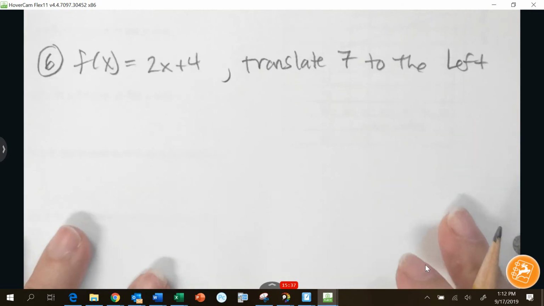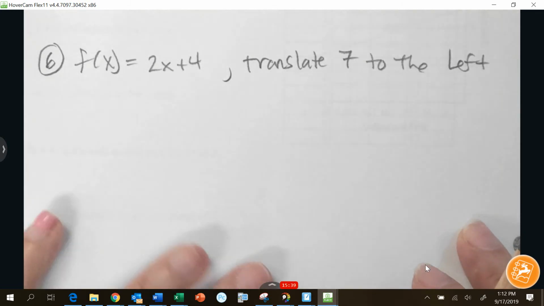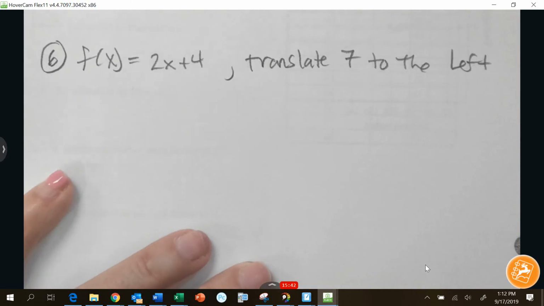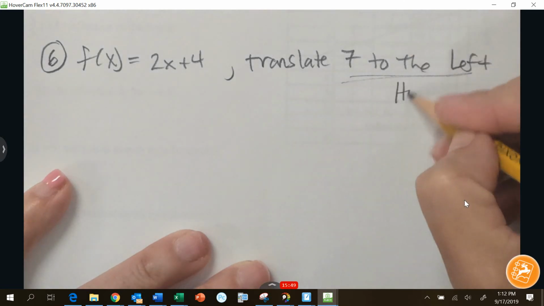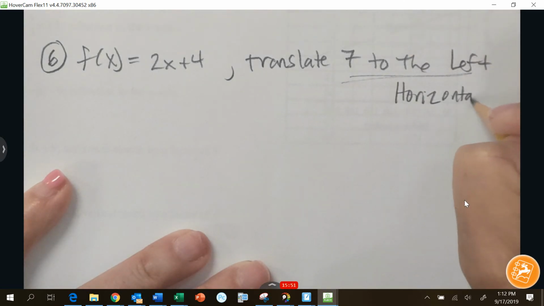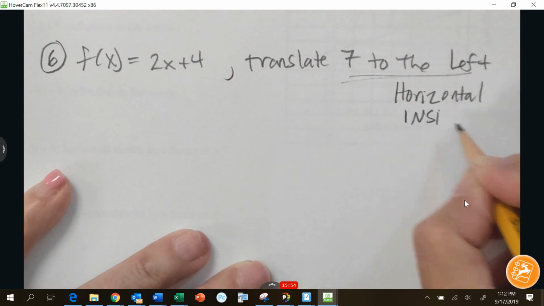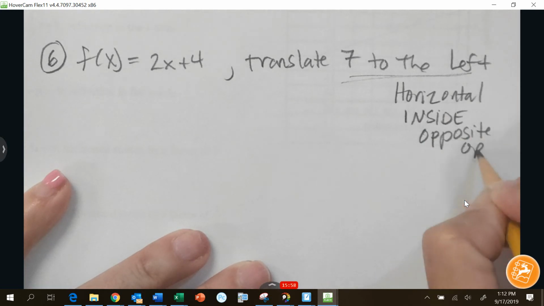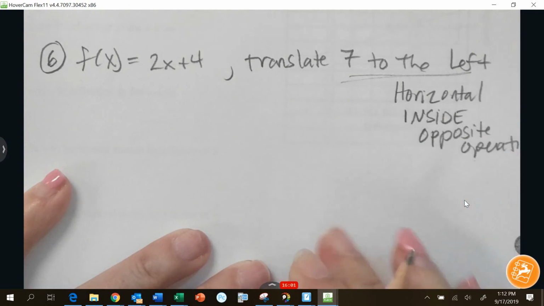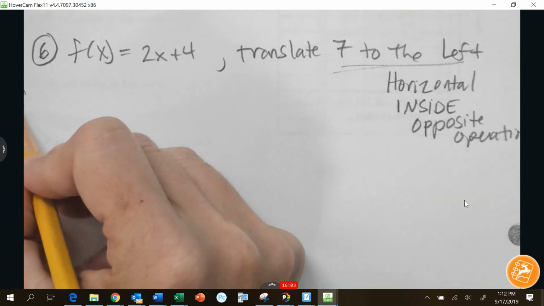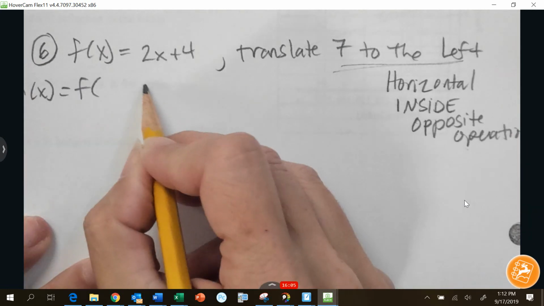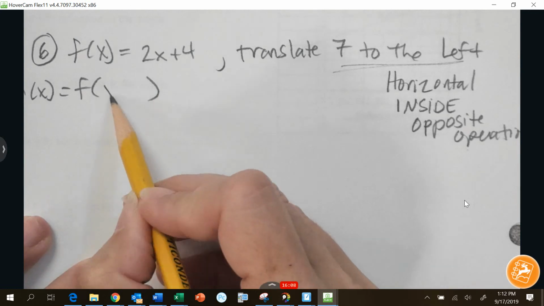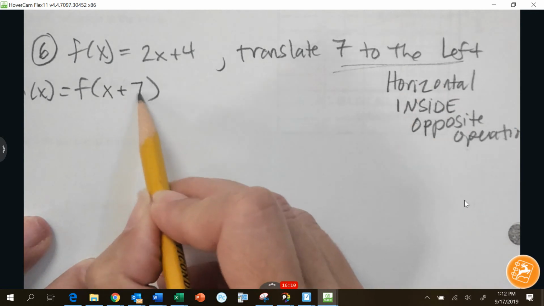Okay, this one I answered so many questions on yesterday, and not everybody had tried it, so you might still have a question on it. So this one has to translate 7 to the left, so we recognize that as being horizontal. That means it's going to be inside. That means it's going to be the opposite operation. So for my g of x, I'm going to do f of, and what am I going to put inside? I'm going to put x plus 7.